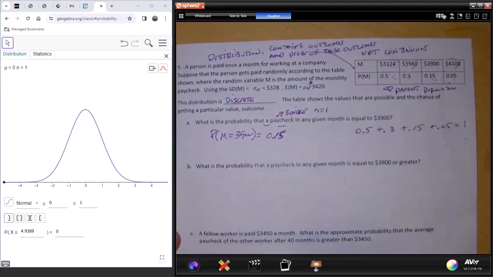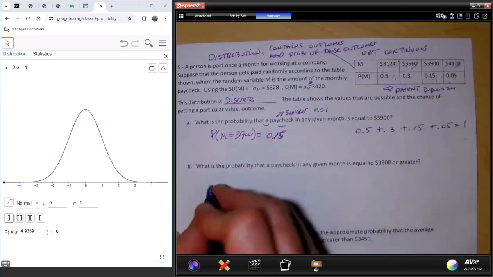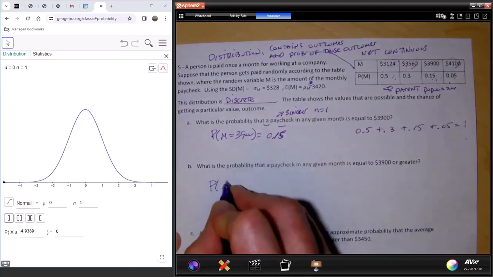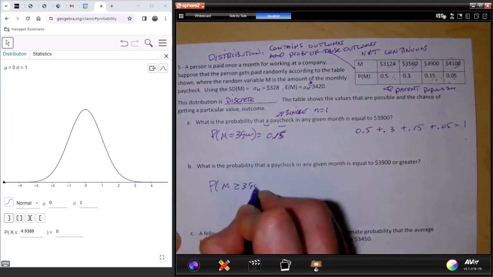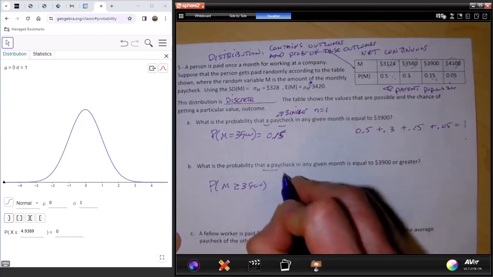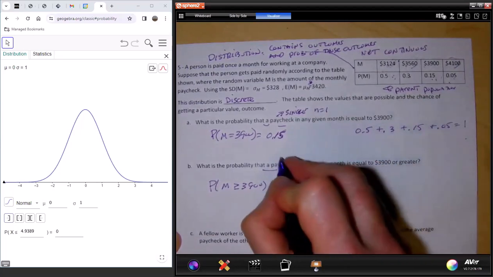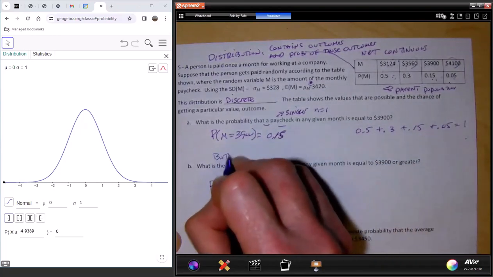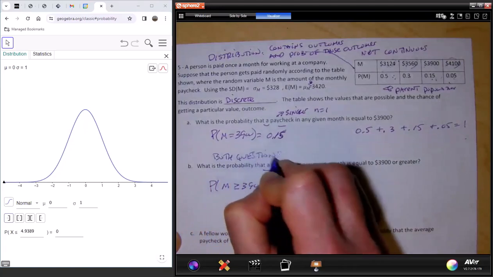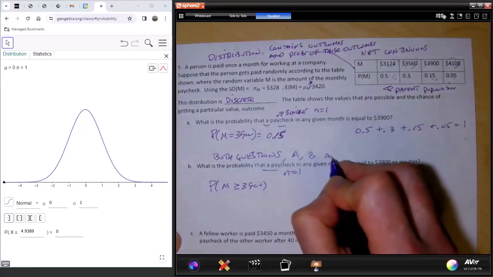What's the probability that a paycheck in any given month is equal to 3,900 or greater? So now I want 3,900 this time or greater. And again, notice a paycheck means n equals 1. This is about the parent population. Both questions A and B are about the parent population.